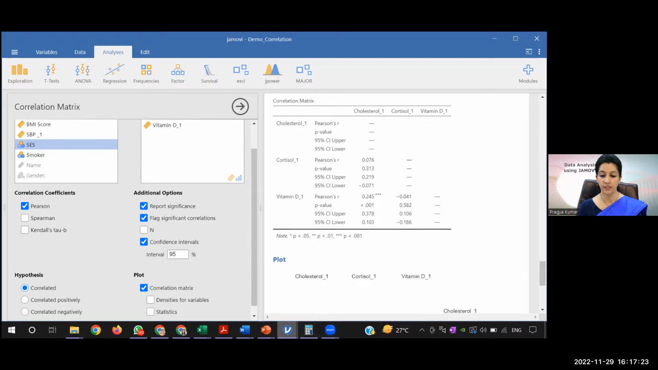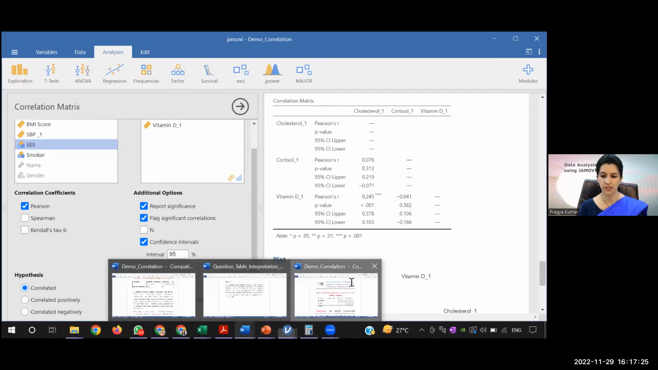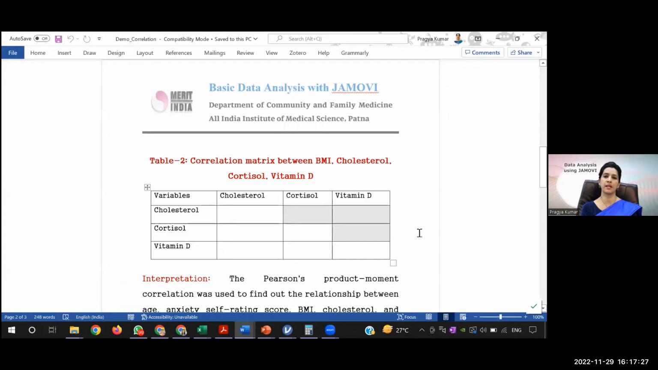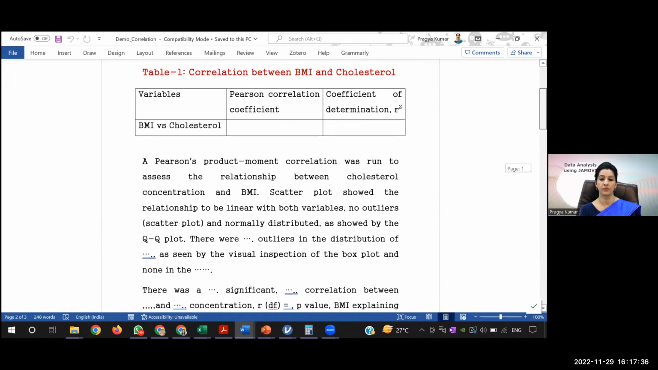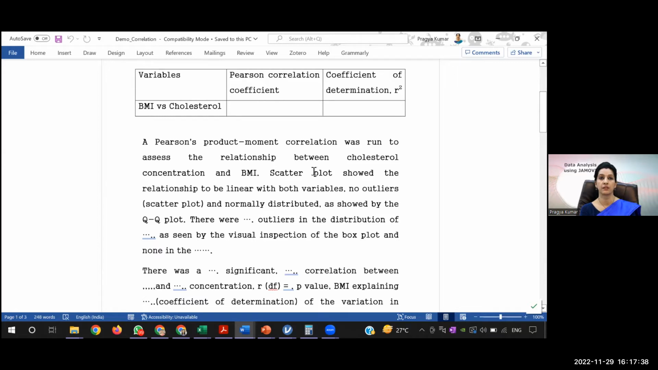Now how to write the interpretation? The interpretation is simple here. Before you apply regression, because in regression also the collinearity statistics is there, which people were getting confused. This is how you will write the write-up: a Pearson product moment correlation was run to assess the relationship between the cholesterol concentration and BMI. Scatter plot showed that the relationship is linear, with no outlier. QQ plot, box plot inspection, those things you will write.